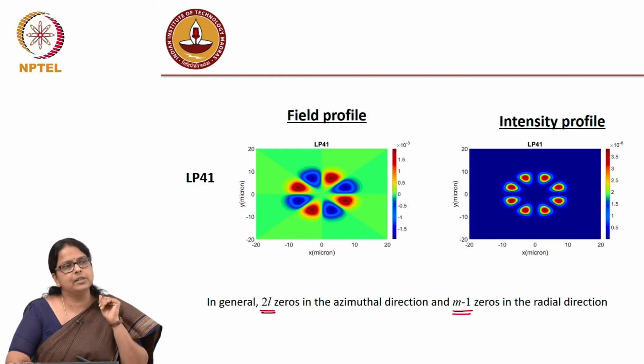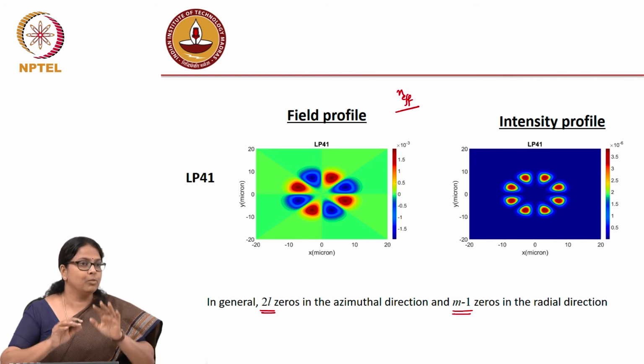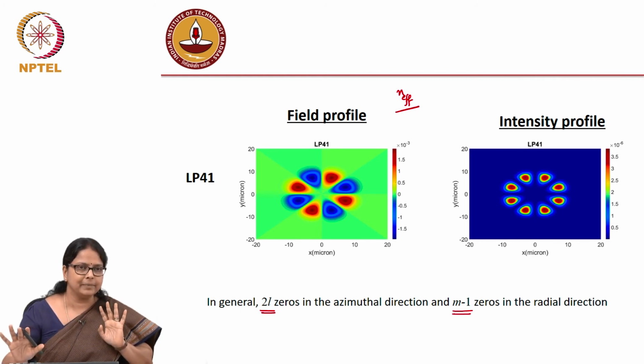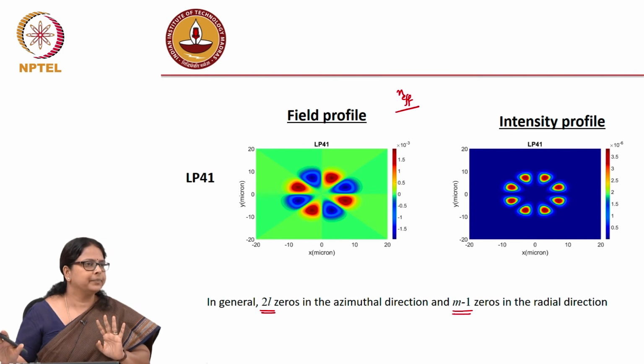Now the question is, what is the velocity of each mode? How do I find the velocity of each mode? I know what is the n effective of each mode. So the velocity is going to be c over n effective. So each mode is propagating with different velocity. Which mode is the slowest? Which mode is the fastest? Is the fundamental mode slowest or fastest?